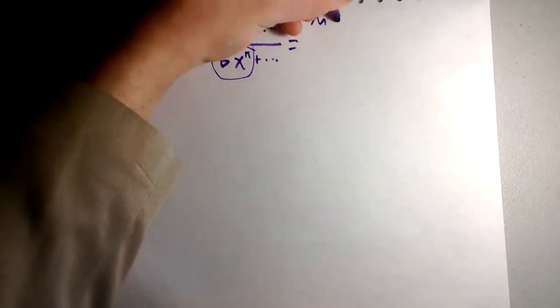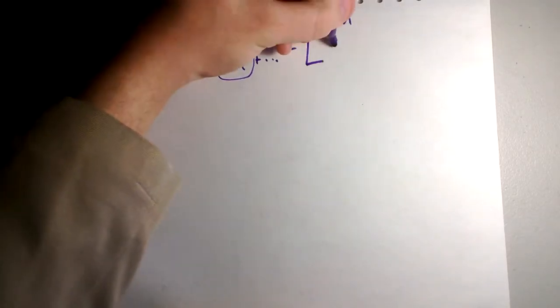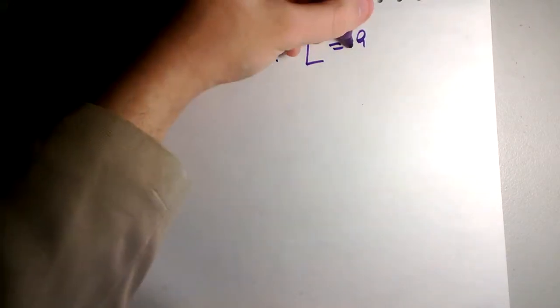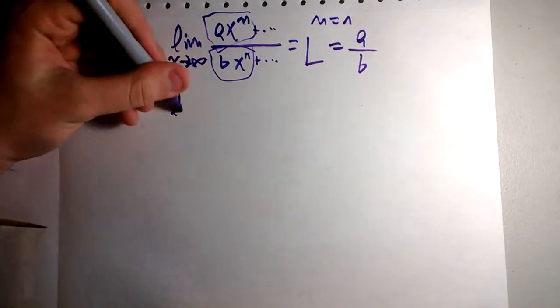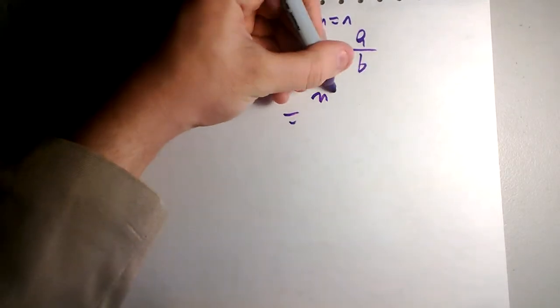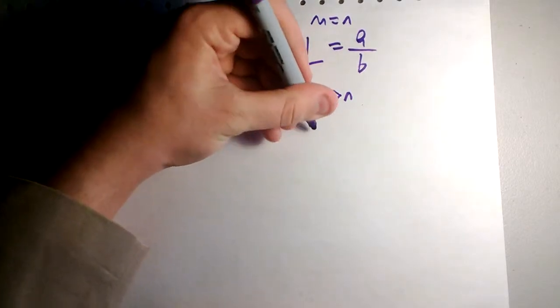If m equals n, then it is equal to a limit. Alright, usually we just write an L. And that limit in this case, because they were a and b, is a divided by b. Now, if m is greater than n, if the top is, then it goes to positive or negative infinity.